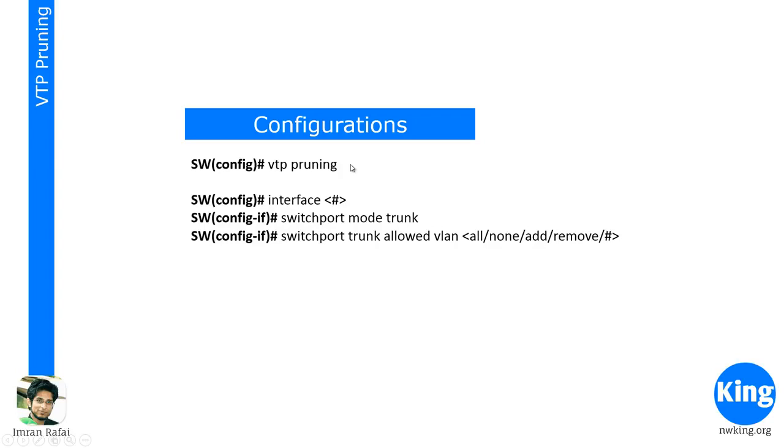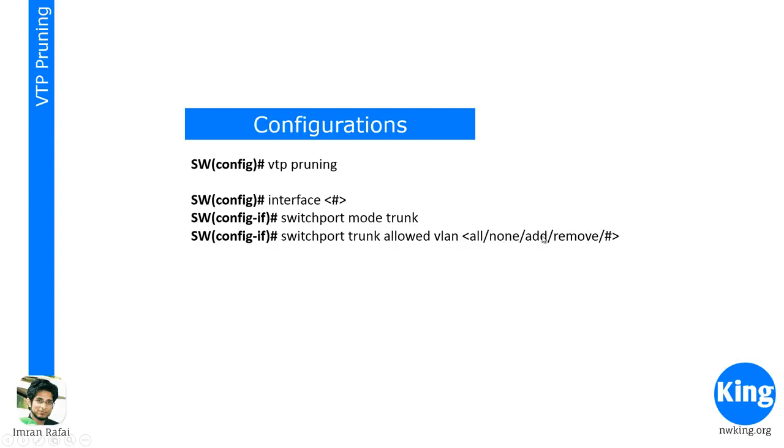But if you want to manually allow VLANs, you can go into switchport mode trunk, so whichever is your trunk interface, right? You can go into that interface and then say switchport trunk allowed VLAN. You can use the keyword all. When you say all, that means every VLAN is allowed. When you say none, that means no VLAN traffic is allowed.